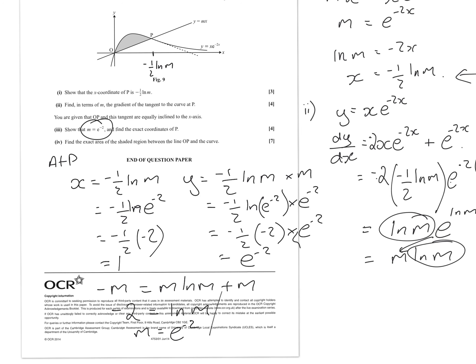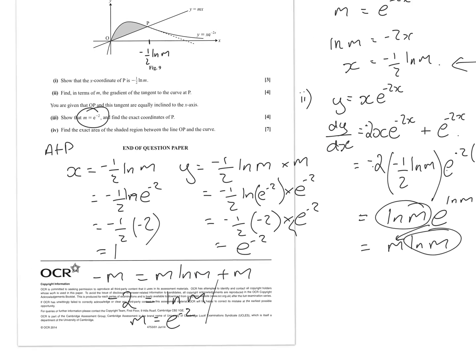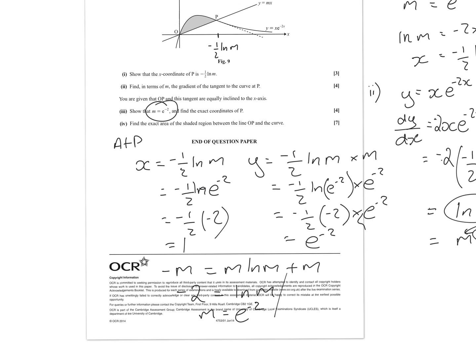Where did the m then m plus m come from? So that was this gradient from the previous bit, m ln m plus m. That gradient, the gradient of the tangent, has got to equal minus the gradient of that line y equals mx. Yeah?